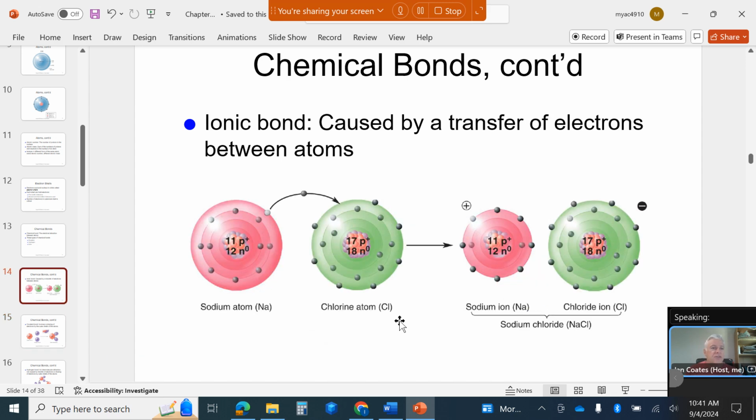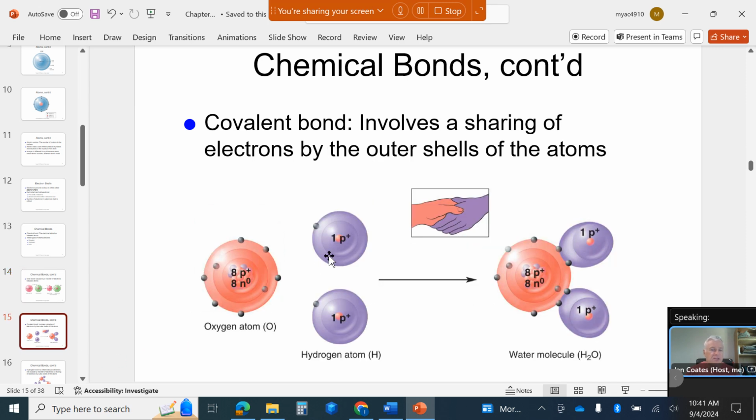Ionic bonds do not form molecules. They form crystal lattices, like crystals, like powders. Look at salt. It's a crystal. That's what ionic bonds form. Covalent bonds, or molecular bonds, do not. They form molecules. And this is a water molecule.